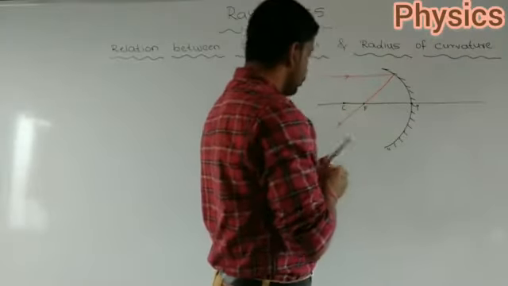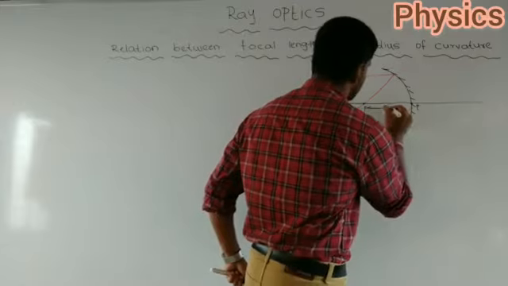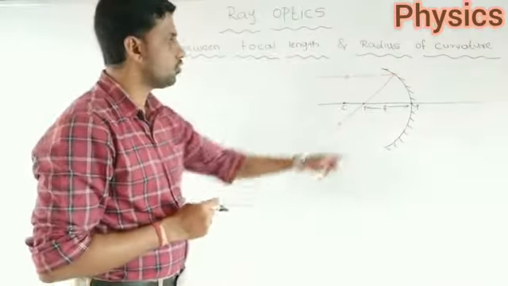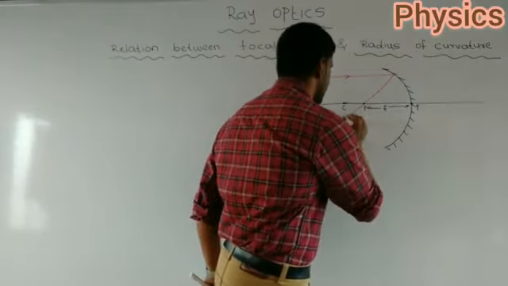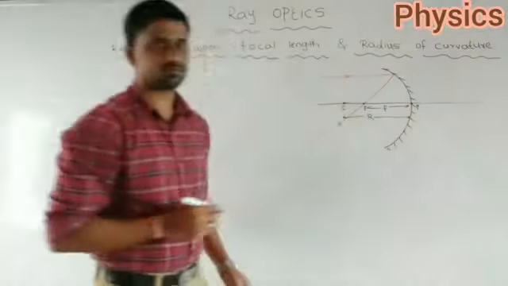Now we know that the distance from the pole to the focus is the focal length. I am taking small f as the focal length. And we know that the distance from the pole to the center of the spherical mirror is the radius of curvature. This is the radius of curvature.